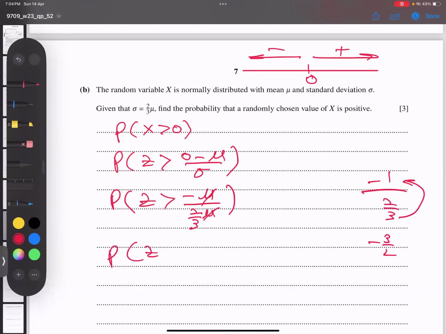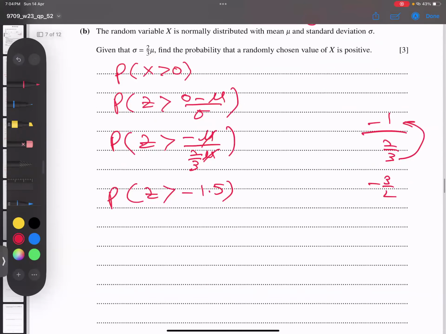So it means I get probability of what? Negative 1.5, same thing. But the thing is that now you have a negative, so not the right side, the left-hand side. Negative 1.5, bigger than that.